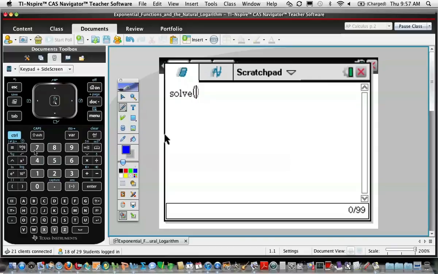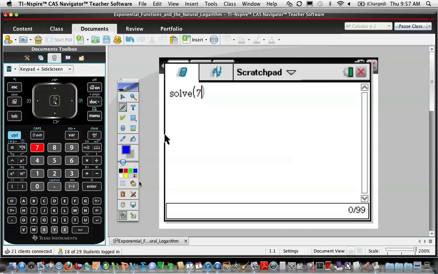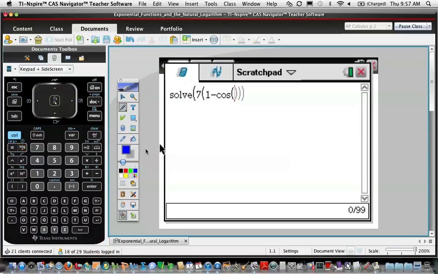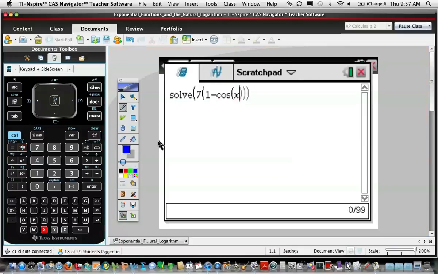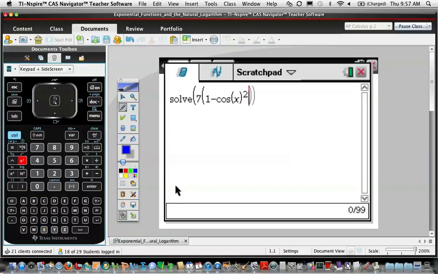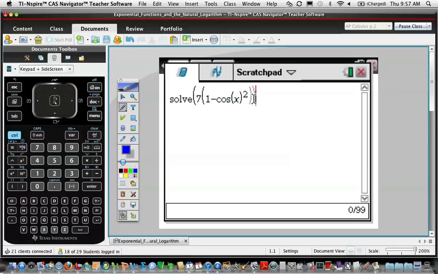So I've got, and parentheses are the thing you really have to be careful to keep track of here. Okay, so I've got a 7. I want a left parenthesis. I want a 1 minus. Now, Jacob, we'll trust you here. You said that I can just put the cosine of x, and then go outside that parenthesis, and then square it. Okay, so that's 1 minus cosine squared. Now we got to be careful. This last parenthesis is the end of my solve. So I want to stay inside that.